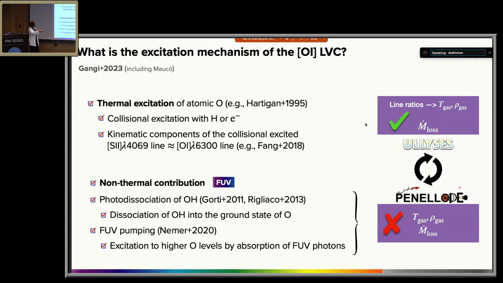But we can only do that if we assume that the lines are thermally excited, so collisional excitation of the oxygen 1 line. But we also know that FUV photons can produce a non-thermal contribution to this line via photodissociation of OH, and also FUV pumping, as Nicole was also talking about. So it's very important to establish whether this line is thermally excited or not, and that's where the simultaneous Ulysses observations in the UV come in very handy, because we can now look at these emission lines and see if this line is thermally excited or has a non-thermal contribution.